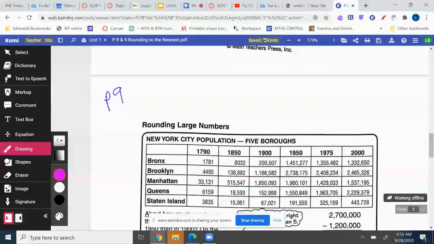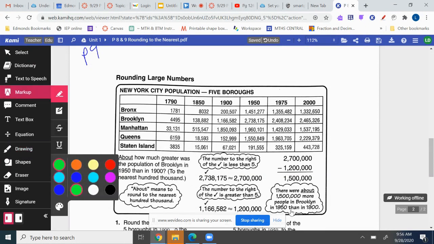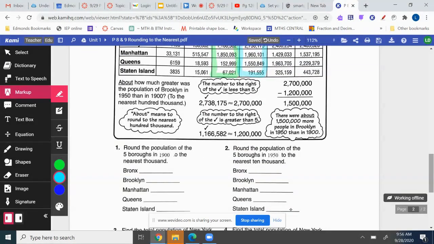Let's take a look at this one. I've simplified this worksheet because there's a lot going on. So we're going to be looking at 1900s. So we're going to look at this column, and we're going to be looking at this column. And so they're talking about the same thing. About means rounding to the nearest. So about means our estimate is also rounding. So let's do number 1.